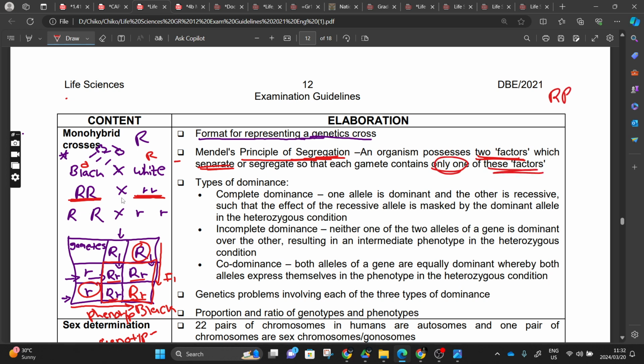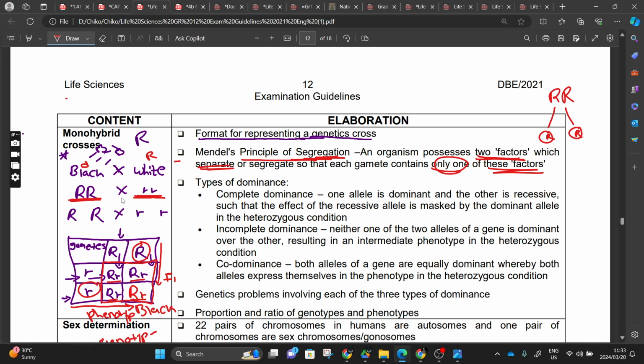If I have R and R, it means that these two factors are going to be separated so that the gametes will have one of these factors. You get me? This is the law of segregation. The question might come as multiple choice, choosing from A to D, or a one word answer. If they say an organism possesses two factors that separate to each gamete, the answer will be the principle of segregation.